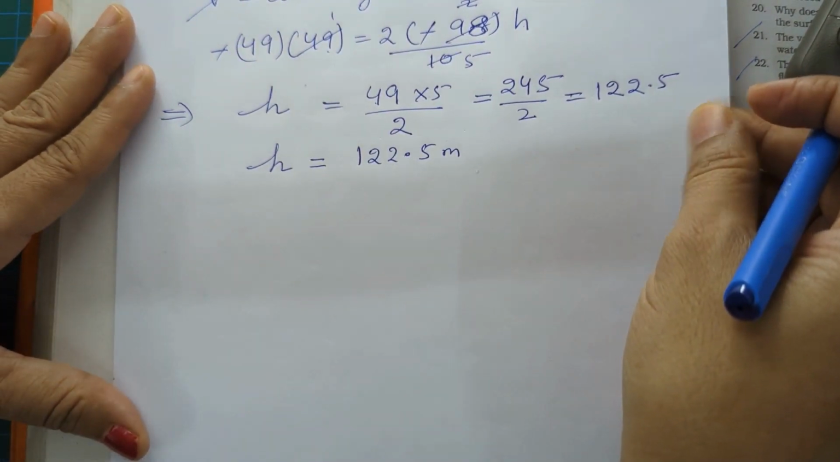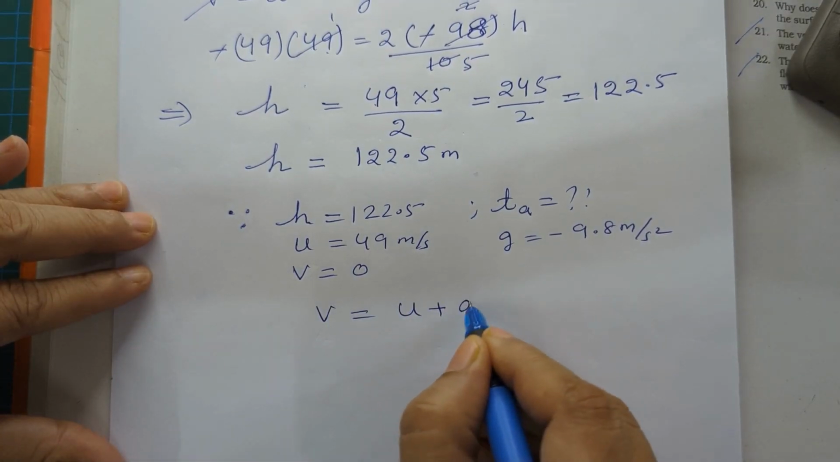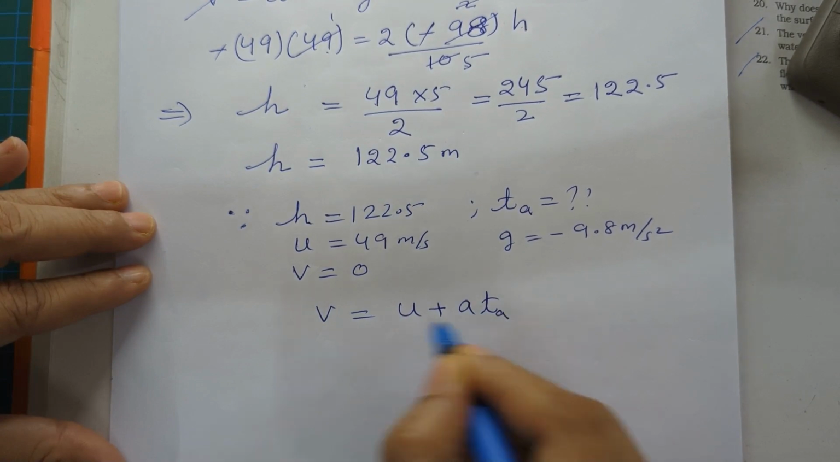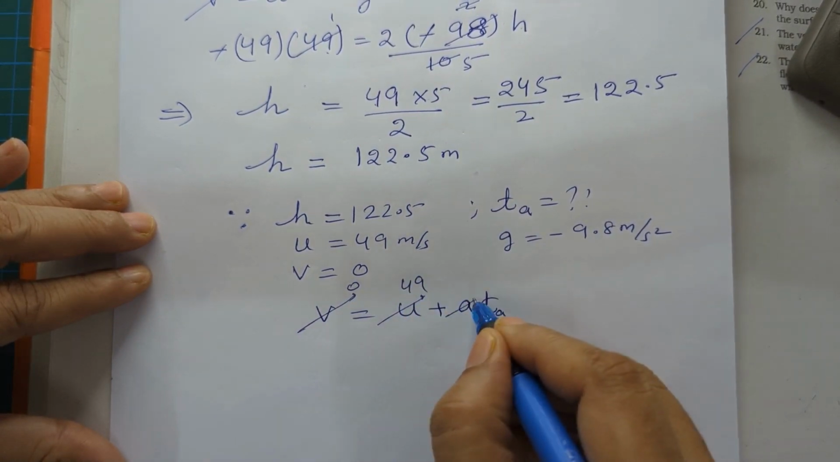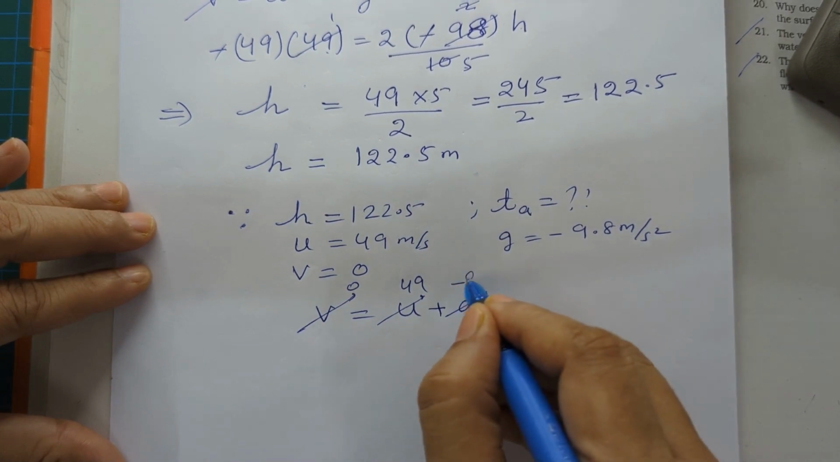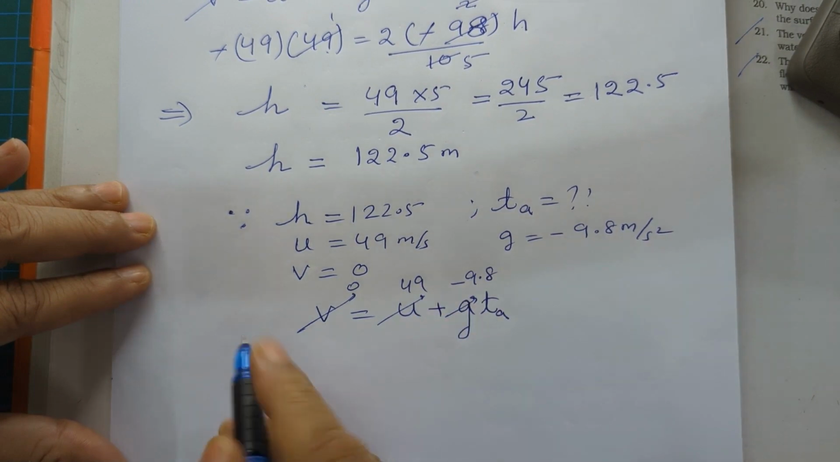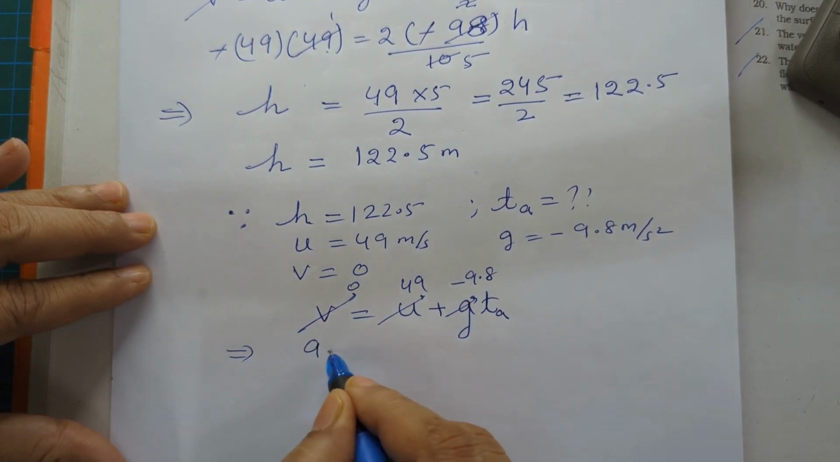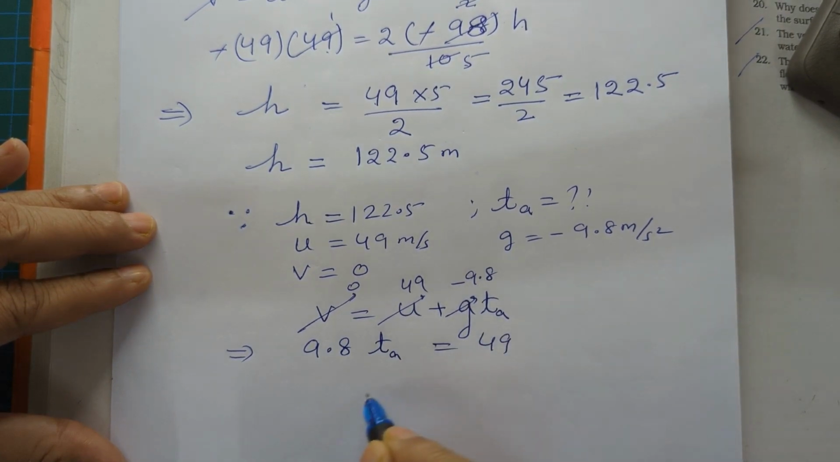The same question has a second part, the total time of flight. So we will find time in one direction. We'll go for v is equal to u plus at, where t is the time of ascent. Here v is 0, u is 49 and a, which is actually g, is negative 9.8. So we will transpose this quantity, and we get positive 9.8 times time of ascent is 49. So ultimately, what is the time of ascent?